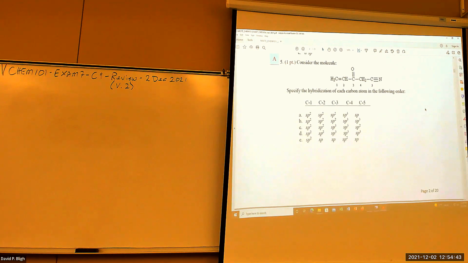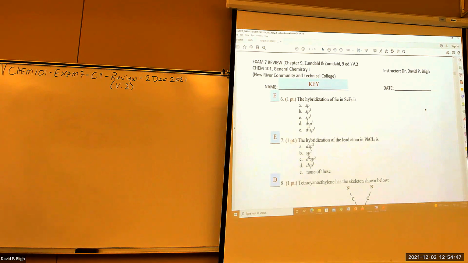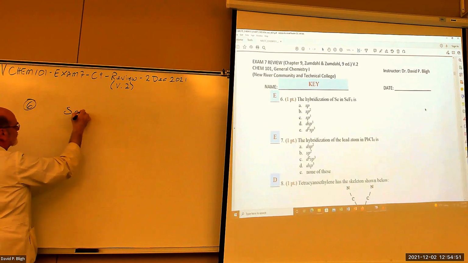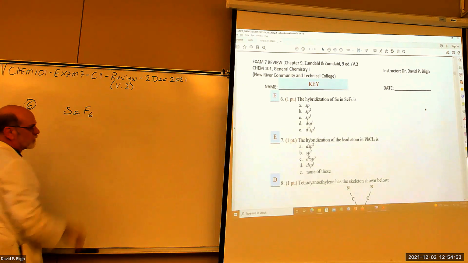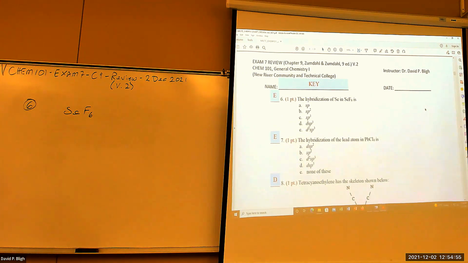All right, how about, okay, we'll go to 6. Hybridization of selenium hexafluoride. All right, so what do we need to know first? Well, since it's written this way, we need the Lewis dot structure.